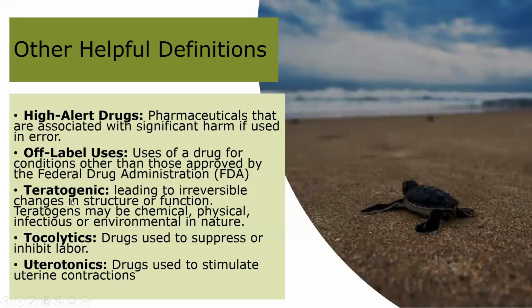Teratogenic is leading to irreversible changes in structure or function. So if I give a medication that's teratogenic to a mother who is newly pregnant, first trimester, we can actually change the development of that fetus. A tocolytic is a drug that's used to suppress or inhibit labor, so that's when we want it to stop, and a uterotonic is used to stimulate uterine contractions, either to cause labor or increase labor contractions or to increase the contractions of the uterus once it's empty.